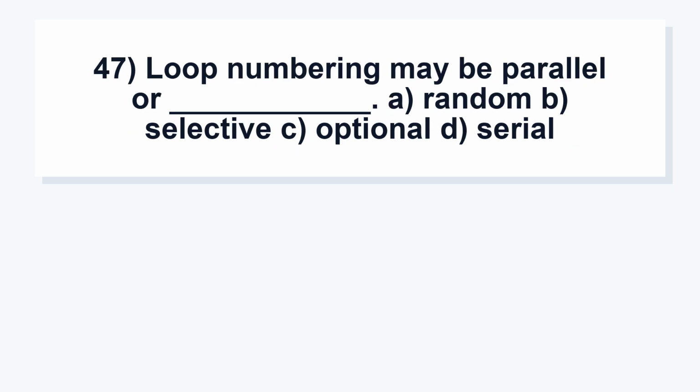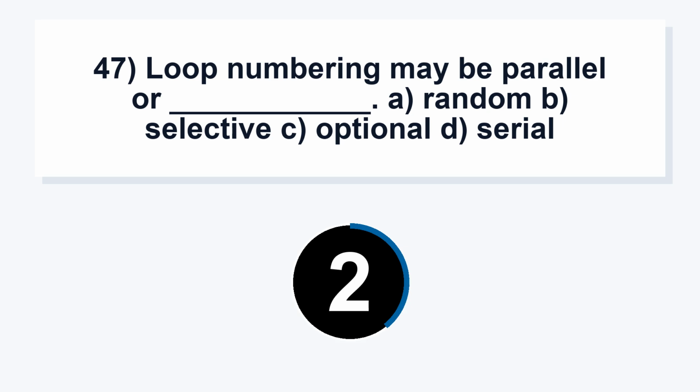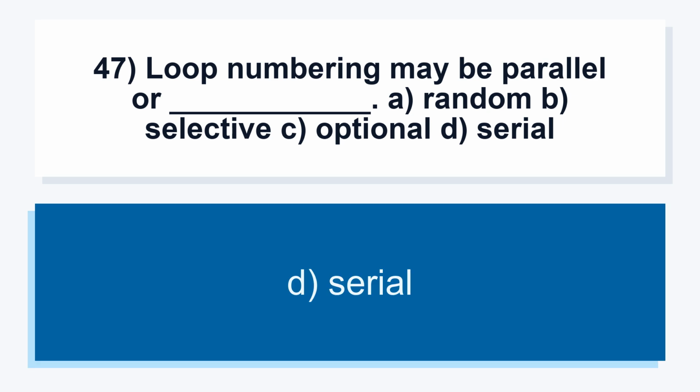47. Loop numbering may be parallel or blank. A. Random. B. Selective. C. Optional. D. Serial. D. Serial.